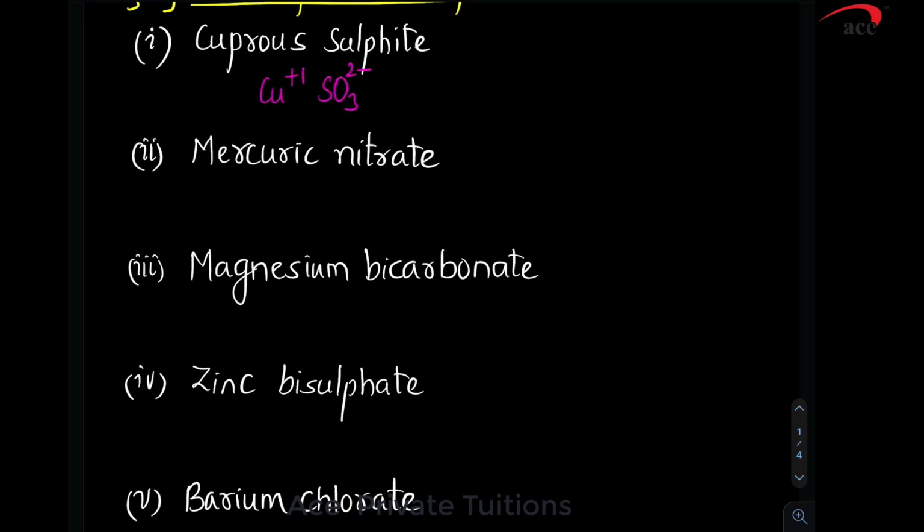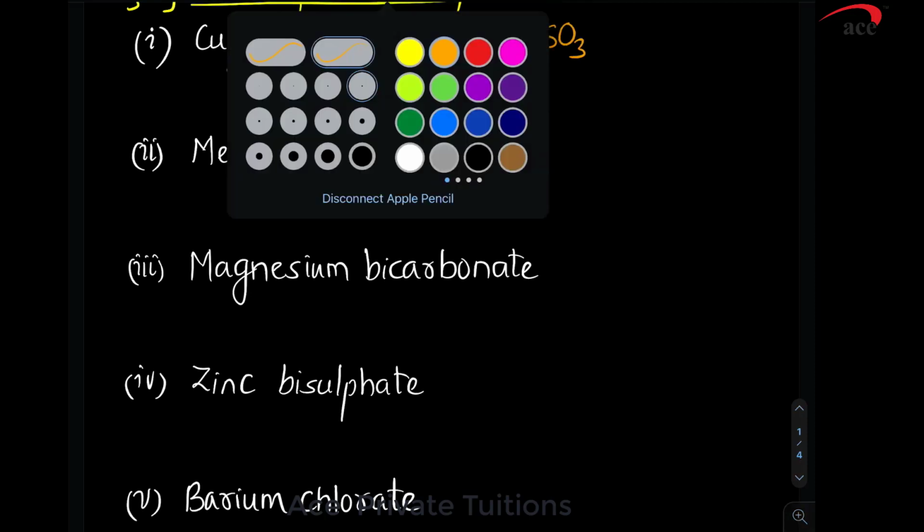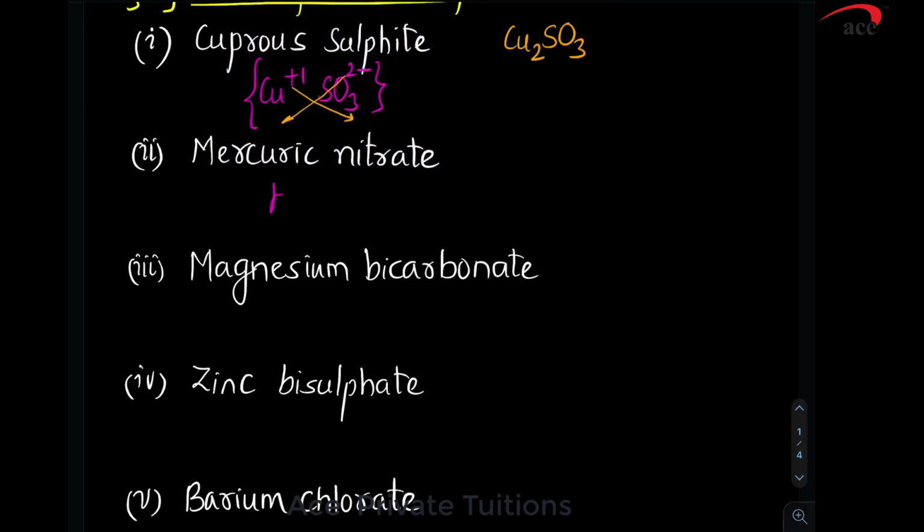Cuprous is plus 1, sulfite is 2 minus. So if you cross multiply their valencies, 1 here and 2 here, the formula will be Cu2SO3. If you see mercuric, it means mercury has plus 2, and nitrate is NO3 minus 1. If you know it's minus 1, then cross multiply those valencies. If you cross multiply those valencies, the formula will be Hg(NO3)2. That will be the formula of the compound.